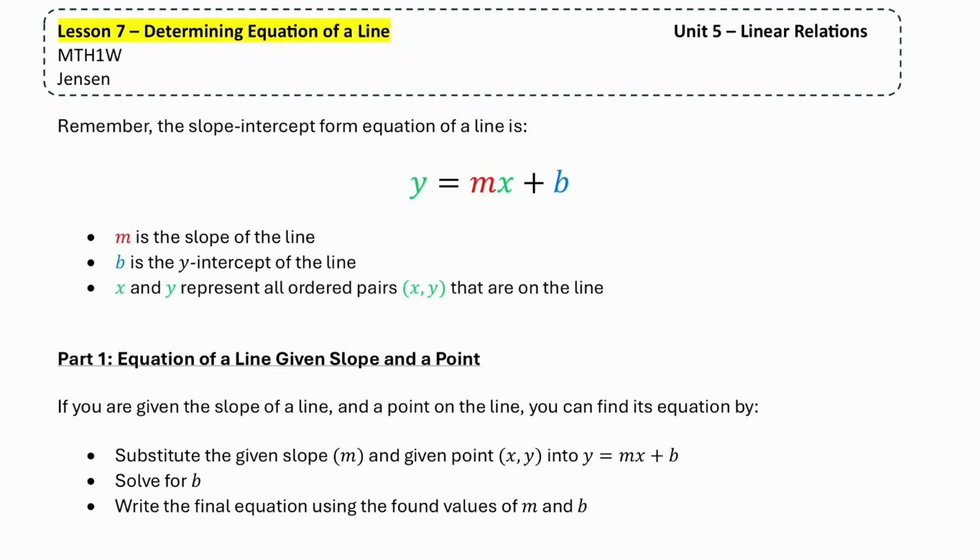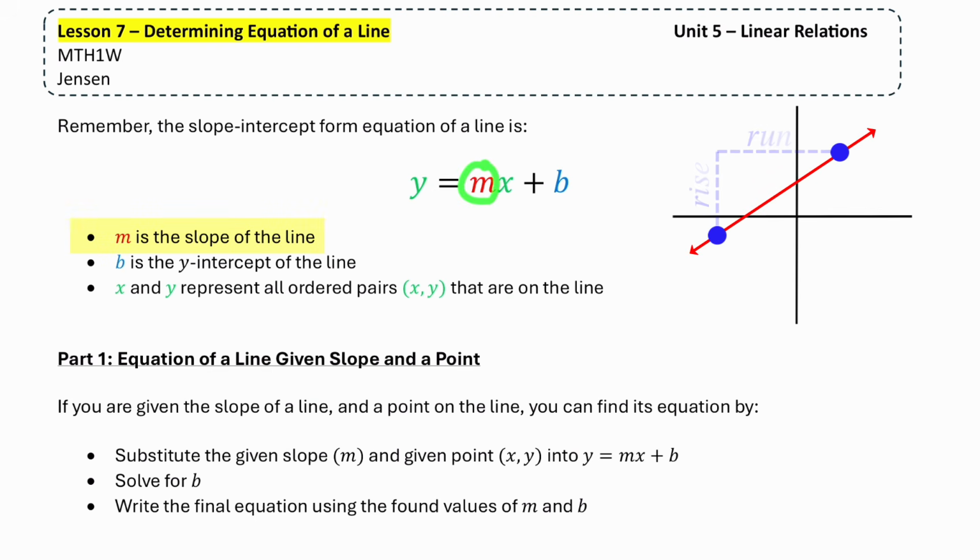Here's a lesson on determining the equation of a line in slope y-intercept form if you're given the slope of a line and a point on the line. Well, remember, slope y-intercept form looks like this, y equals mx plus b, where m is the slope of the line, b is the y-intercept of the line, and x and y represent all the ordered pairs xy that are on the line.